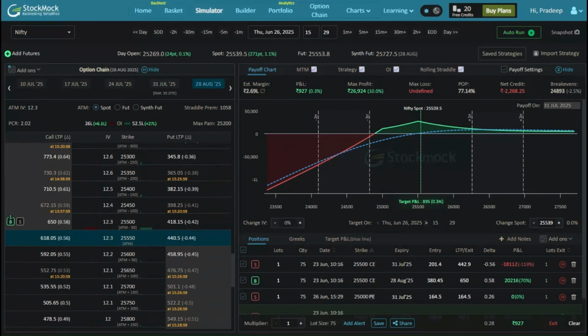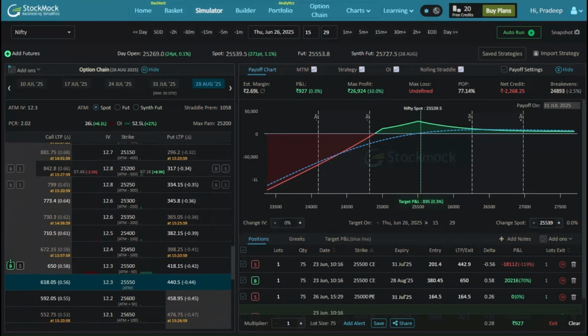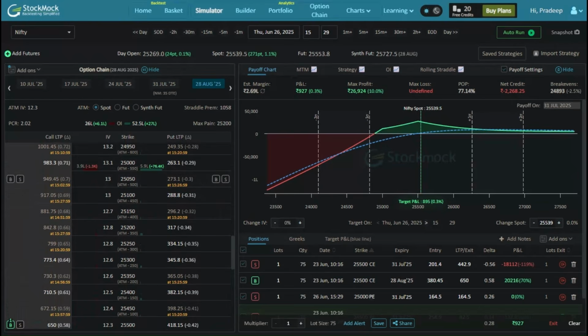Why am I choosing the 500 strike? Because there will be better liquidity in that. We are still in June month and we are trading for July and August. So we need to take care of these things also. And I will buy this. Now I have a better calendar.